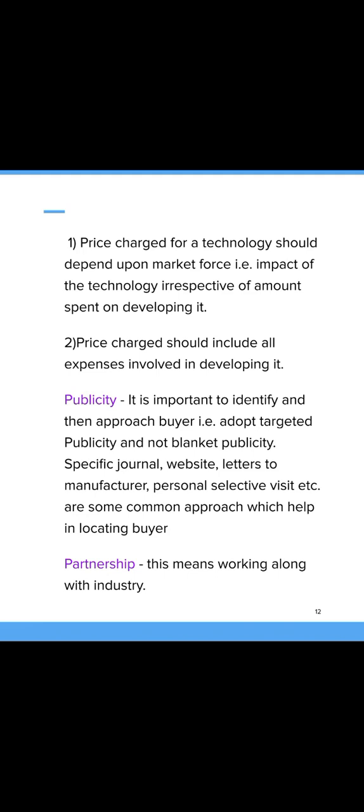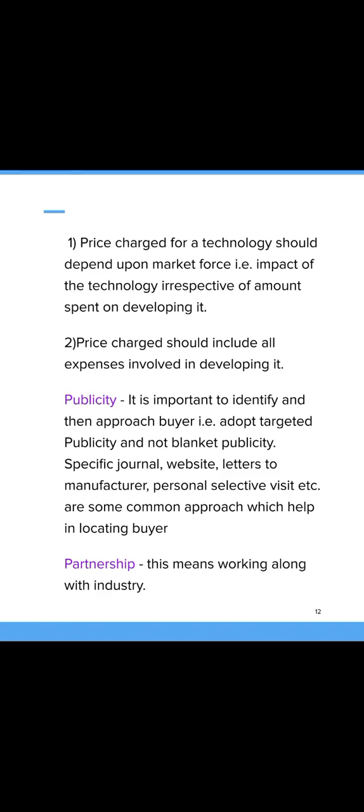Fourth one is publicity. It is important to identify and then approach buyers, that is adopt targeted publicity and not blanket publicity. Specific journals, websites, letters to manufacturers, personal selective visits, etc. are some common approaches which help in locating buyers.